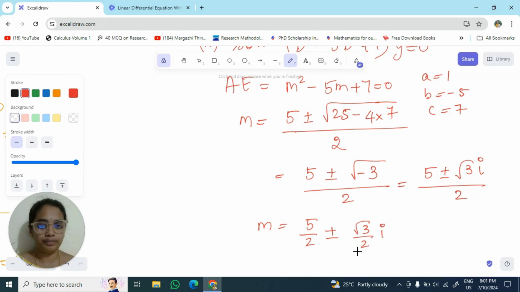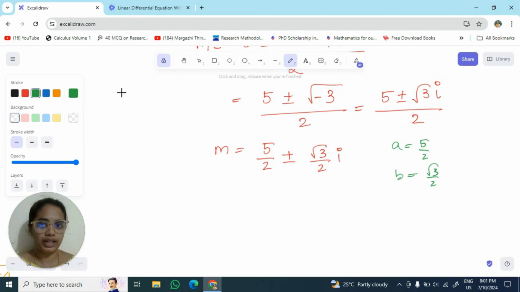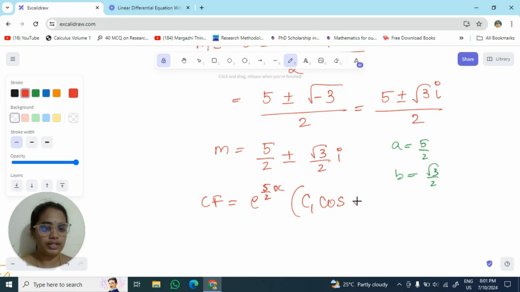into i. Now clearly I can say, in place of a I have 5 by 2, in place of b I have root 3 by 2. It is simple to write the CF. Agree? Our CF would become e to the power ax. Agree? e to the power 5 by 2 x, into C1 cos bx, that is root 3 by 2 x, plus C2 sin root 3 by 2 into x.